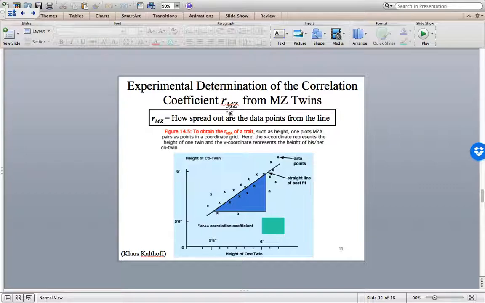This correlation coefficient represents how closely correlated the phenotype is in a pair of identical twins. When they are perfectly correlated, in other words, having identical phenotypes so that the data lies on this y equals x line, then the correlation coefficient equals 1. If there is no correlation and the phenotypes of the pairs of twins are very different from one another, and so the data points don't lie on the line but form this cloud, then the correlation coefficient is 0.